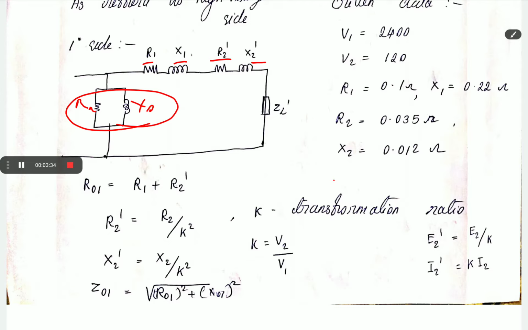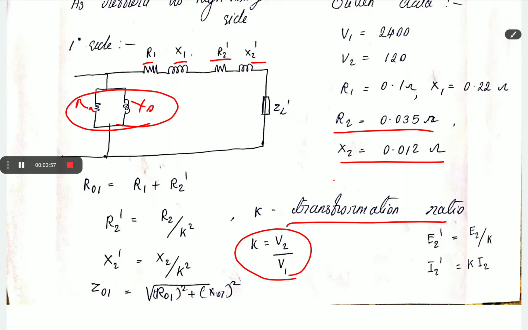The parameters of the secondary winding are given to us. R2 is this much and X2 is this much. We have been given the values, but we have to transfer these values into the primary. To transfer to the primary, we have to multiply or divide by the transformation ratio. Transformation ratio is denoted by K, which is V2 by V1. From the derivations it is already proved that K is equal to V2 by V1.